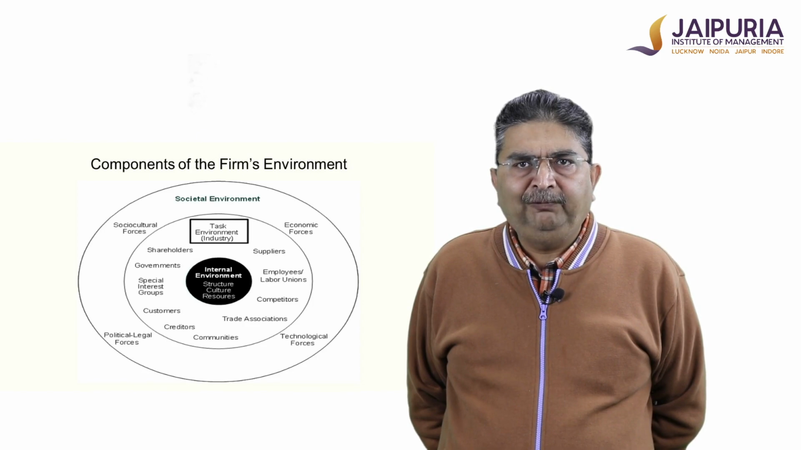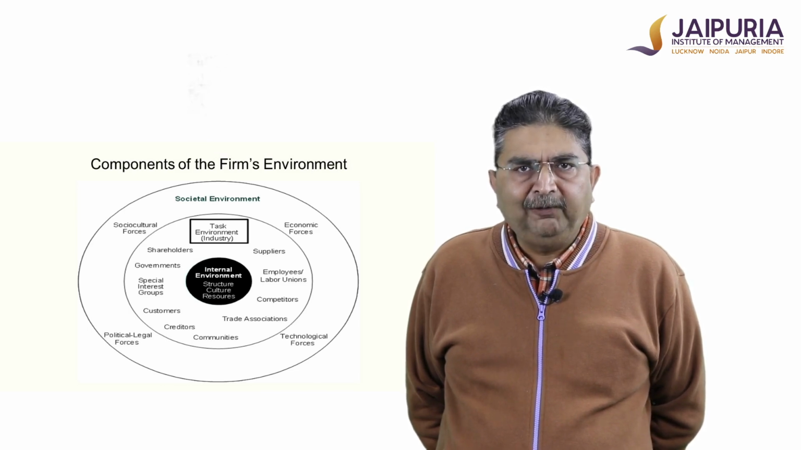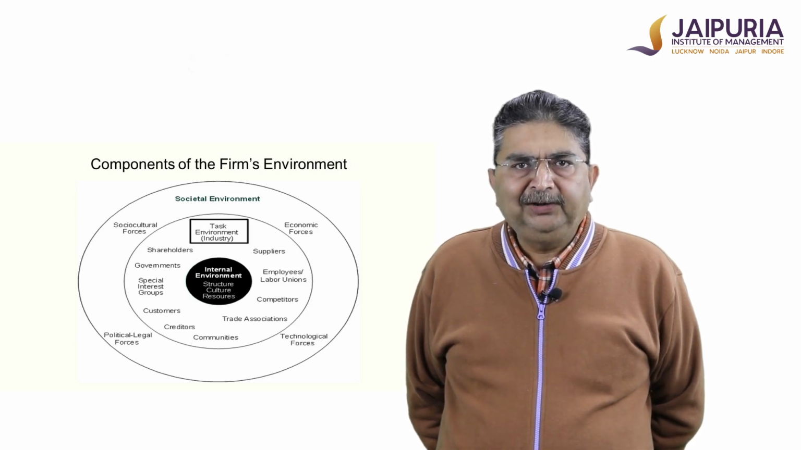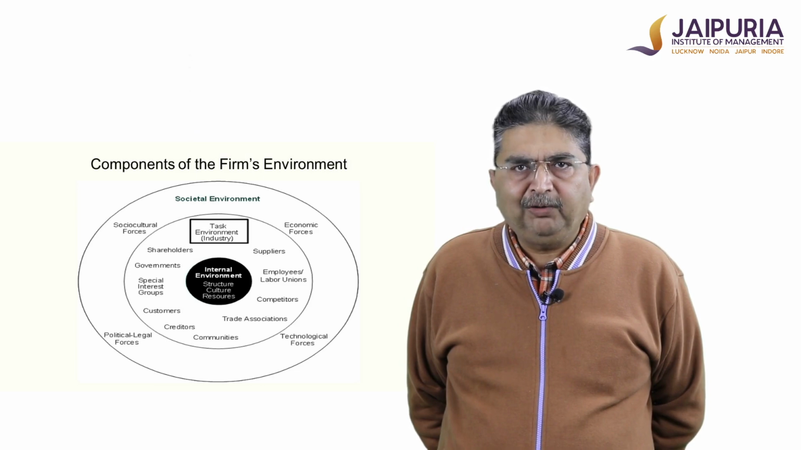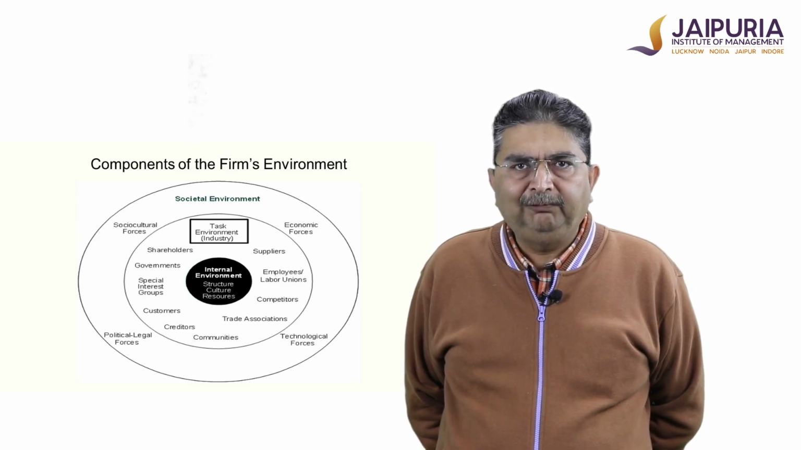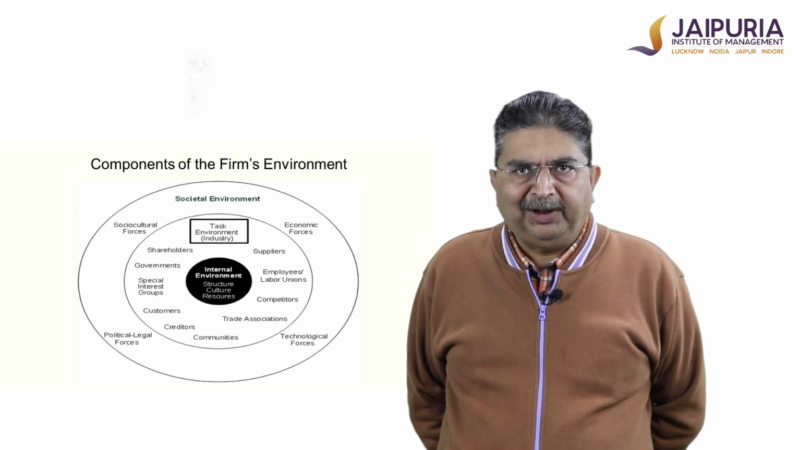If we talk about the components of the firm's environment, we find that there are three components. The firm's environment comprises the internal environment, that may be the structure of the organization, the culture that prevails in the organization, and the kind of resources that are there with the organization. Immediately after the internal environment, every organization is a part of an industry. So all those components, all those ingredients that are there in the industry, comprise the task environment or the industry environment, often referred to as the microenvironment.